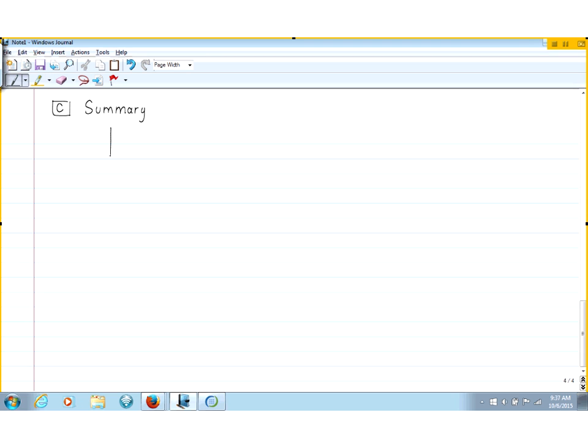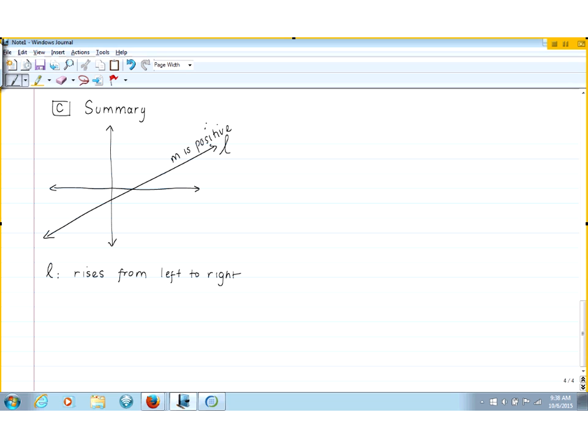See, summary. So, if I have the line rises like this. Let's label this as L. L, the line rises from left to right. So the slope is positive. Right? From left to right, it rises, it increases, the slope is positive.